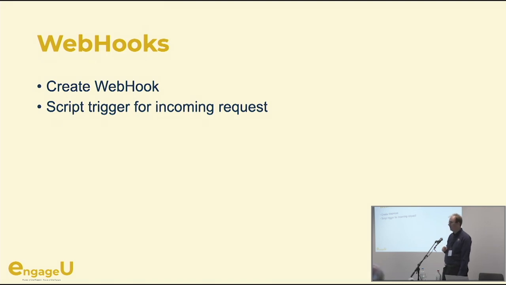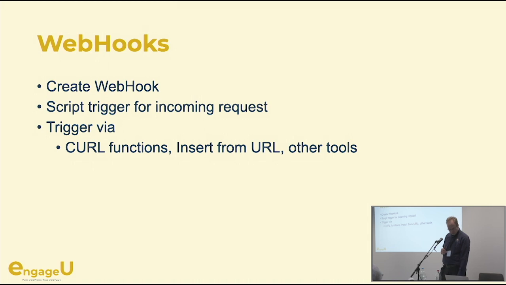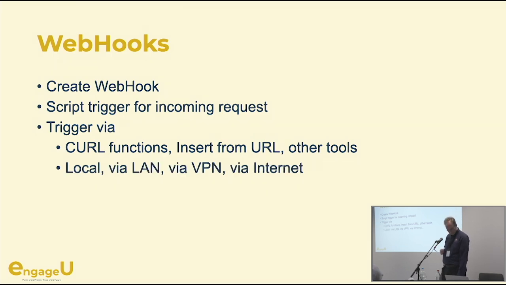So the webhook can trigger a script for an incoming request. You get a reference number for the request. You can have several requests coming in at the same time, so you can process one after the other. You can query the status, you can respond, and you can trigger them externally via our own curl functions with insert from URL, even from FileMaker Go, or with command line tools. They can be local on the computer, so localhost. They can go over the local network. You can use a VPN to connect from far away, or you can even send them over the internet. But I usually wouldn't put your FileMaker Pro directly on the internet.